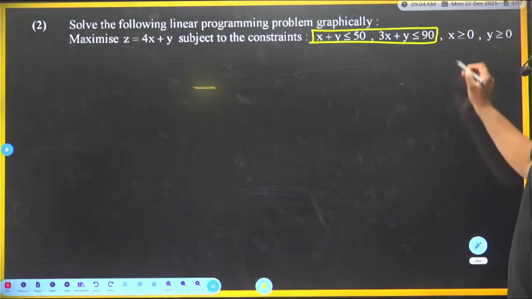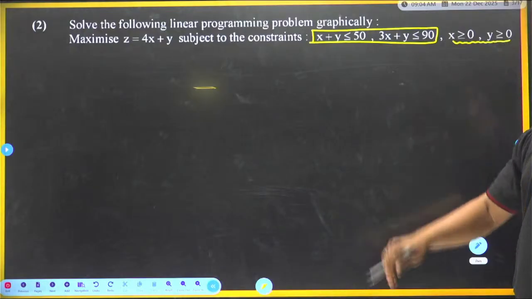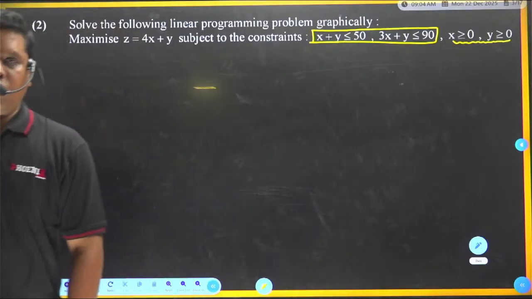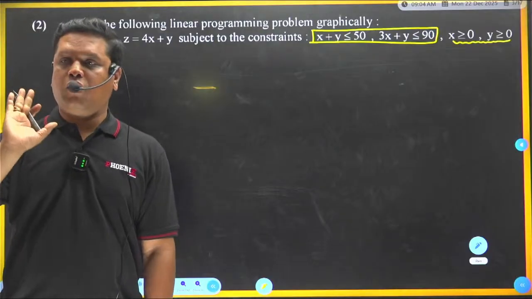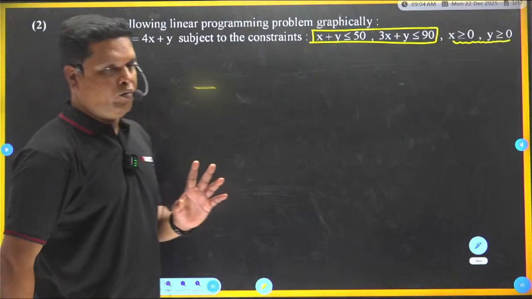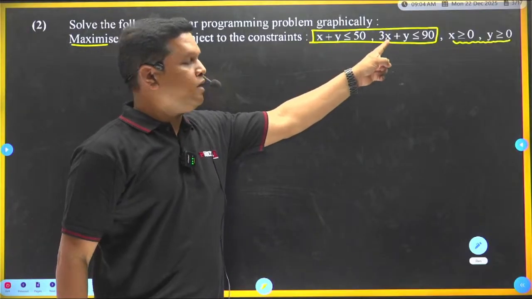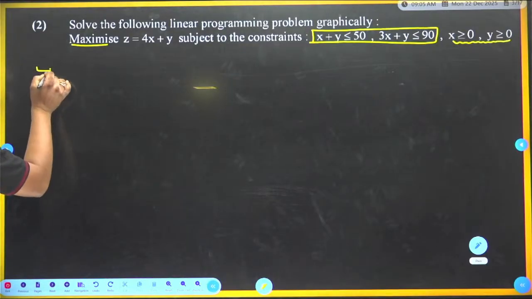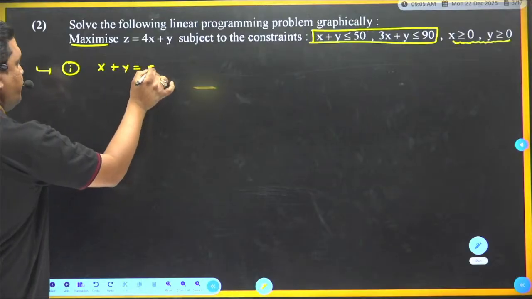And the remaining two indicate the quadrant. So tell me which quadrant it is. First quadrant. So make sure this indicates that you have to draw the graph in the first quadrant. We are finding the maximum. So first we find the graph of x plus y equal to 50. Second is 3x plus y equal to 90. So make the graph for that. First one, write it: x plus y equal to 50.